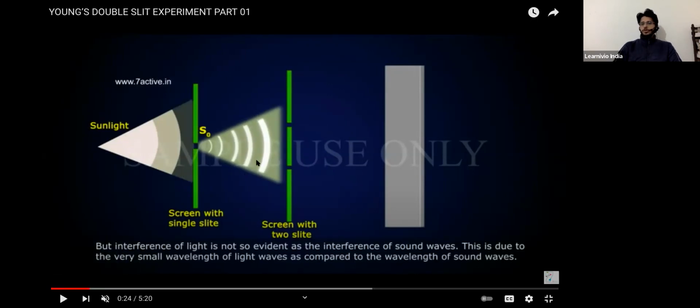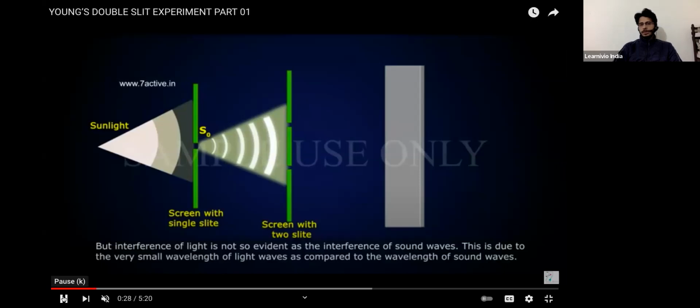For interference, you need at least two sources. Then he took a double slit pattern, meaning he took a cardboard and made two holes in it. When this light passes through it, it gets divided into two sources. See, when this light wave passes through this double slit, it gets divided into two sources.